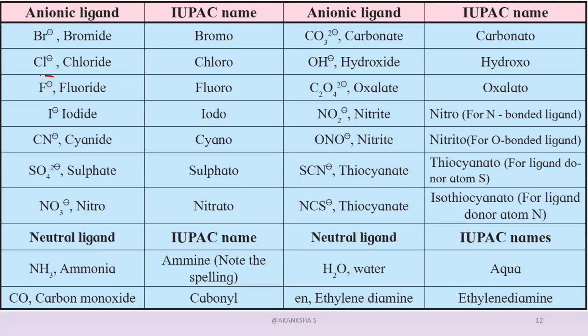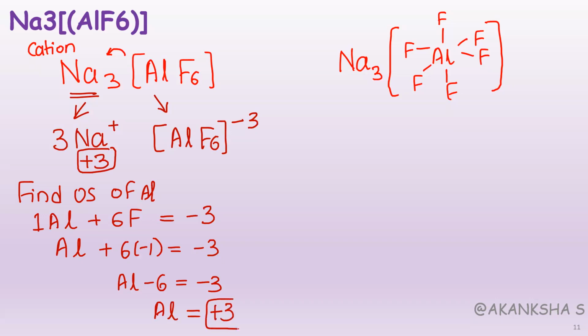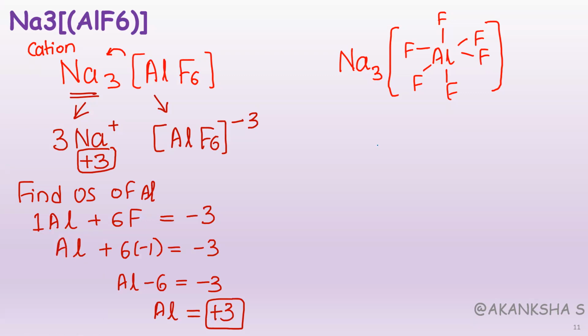Fluorine has a minus 1 charge, right? So 1 aluminium plus 6 times minus 1 charge giving you minus 3. Aluminium minus 6 giving you minus 3, goes on the other side. Aluminium becomes plus 3 charge. Okay, let's try to hunt down the name.